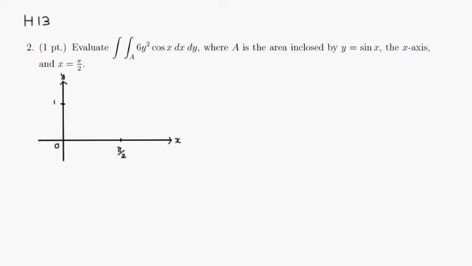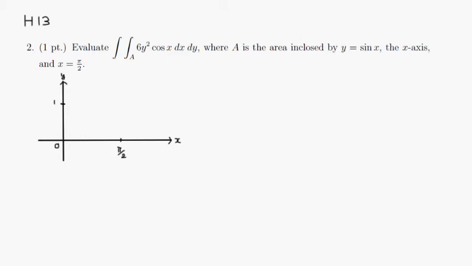Okay, let's look at homework 13, problem number 2. We want to evaluate this double integral over a region A, which is enclosed by a sine function, the x-axis, and x equals pi over 2. That's just a vertical line at pi over 2. First, let's sketch the region A.